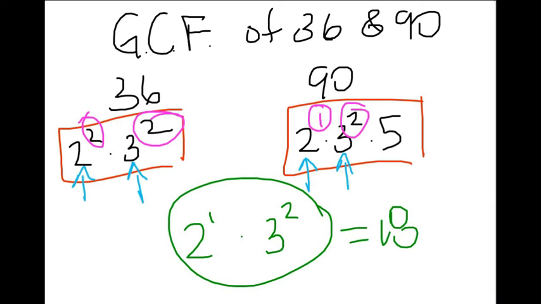Greatest common factor is the biggest number that goes both into 36 and into 90. We want the biggest number that goes into both of them. So to do that, we find the factors that they share. So here we had the 2 and the 3, and then we find their smallest exponents. So here we had the 1 and the 2, and that's our greatest common factor. So let's try another one.